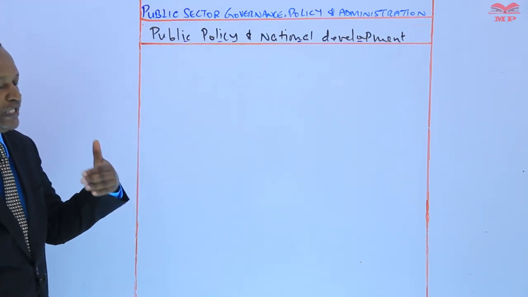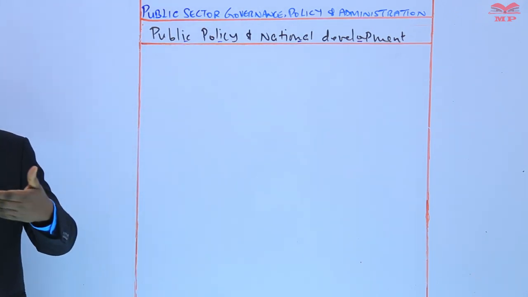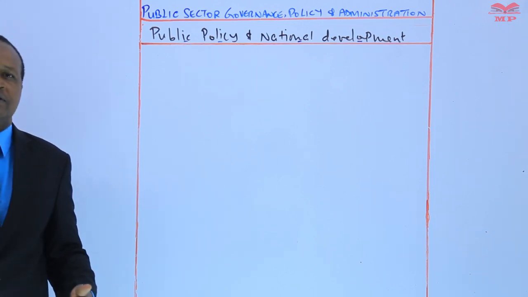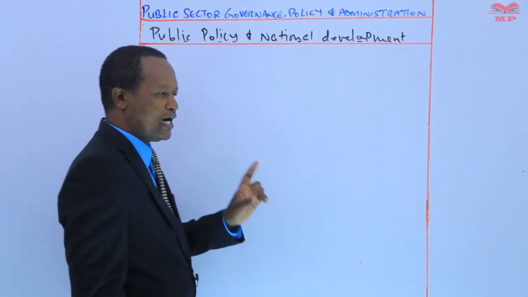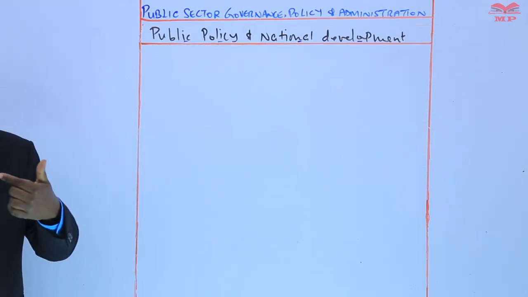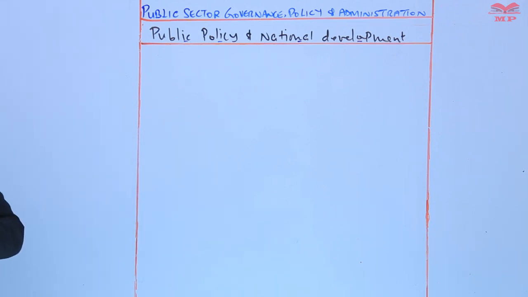If you want to know the level of social development of a nation, you look at housing. How is that need being met? Do all the citizens have houses? Do citizens have access to social services? So those are indicators of social development. You look at the literacy levels, life expectancy, access to healthcare and education, and so on.